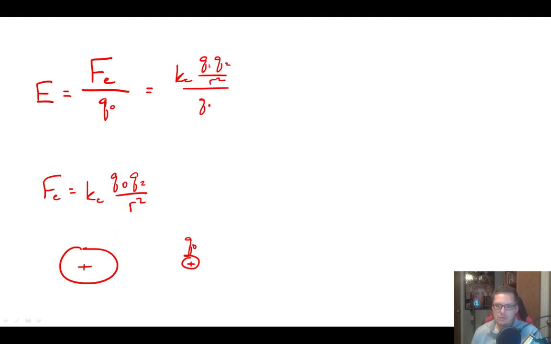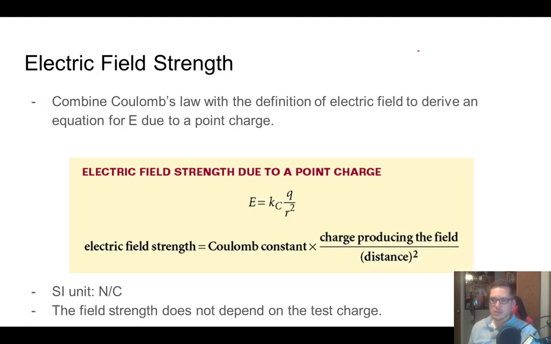If we do that, and there's no reason why we can't, then both of these charges would be exactly the same. Because they're the same and we're taking this one divided by itself, they cancel each other out, just like in algebra. So we get a second equation to calculate the electric field: Kc times Q over R squared. This Q would be the point charge, the non-test charge.